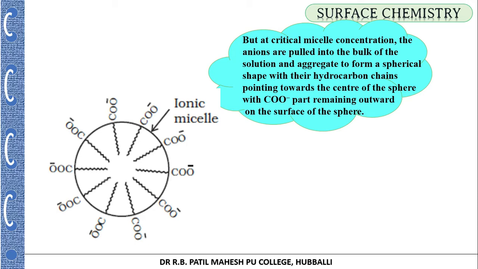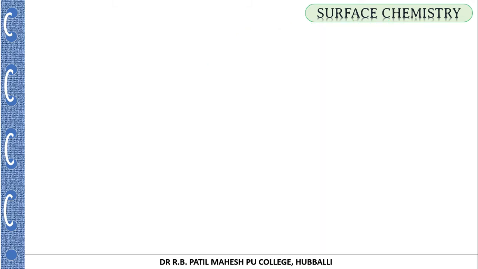When the concentration of soap increases above the micelle concentration, the carboxylate anions start aggregating and they lead to the formation of a spherical shape. The carboxylate anions point away from the center of the sphere, whereas the hydrocarbon part points towards the center of the sphere. So like this micelle formation takes place. Once that micelle formation takes place, students, that helps in the cleaning of the cloth.